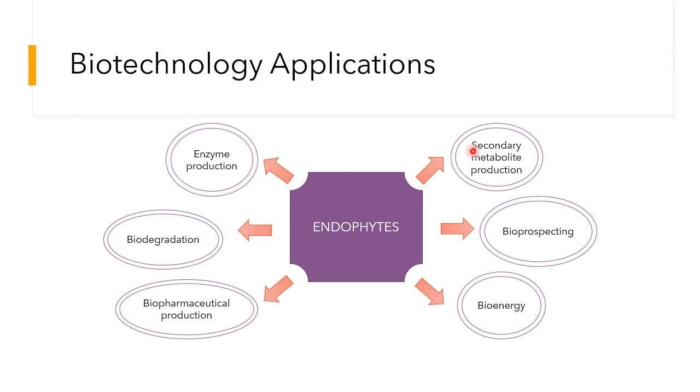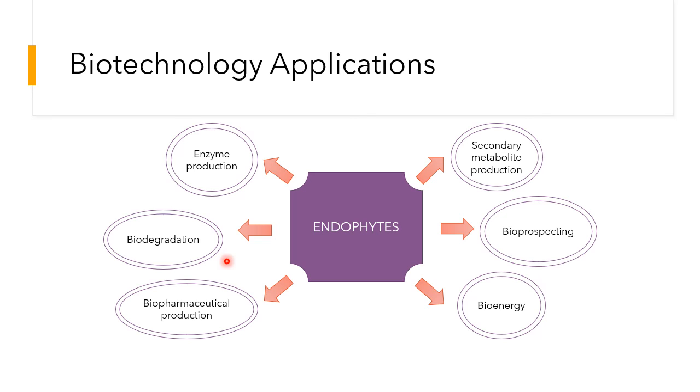Then production of secondary metabolites. Endophytes can produce a wide range of secondary metabolites with potential applications in, say, medicine, cosmetic, and agriculture industry. And these metabolites like alkaloids, terpenoids, flavonoids, phenolic acid compounds, they are widely studied and used. Then biodegradation. Endophytes can be used for the discovery of new bioactive compounds which have potential applications in medicine, agriculture, and cosmetic industry. They can lead to the development of a new drug, cosmetic, or say any agricultural product.